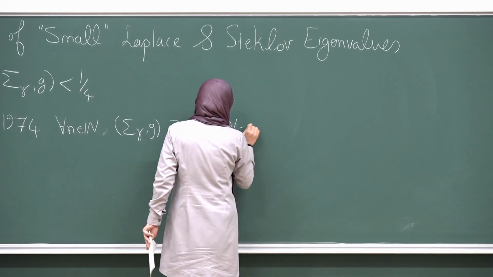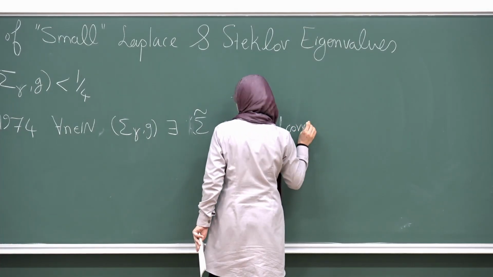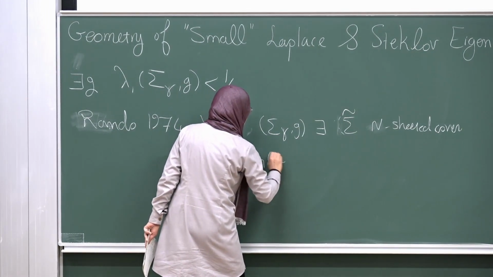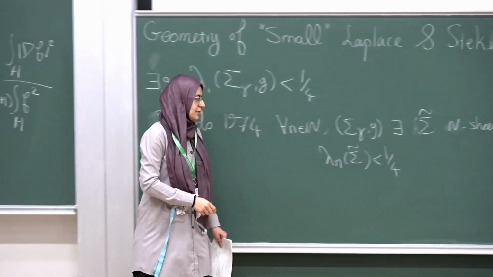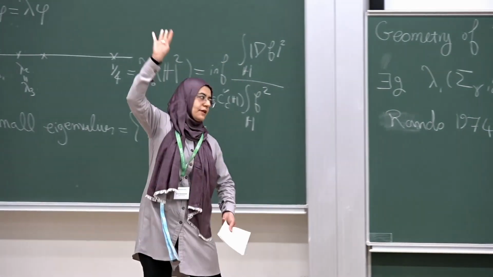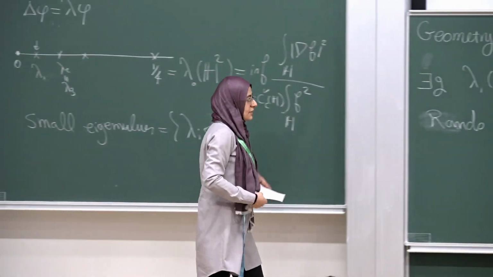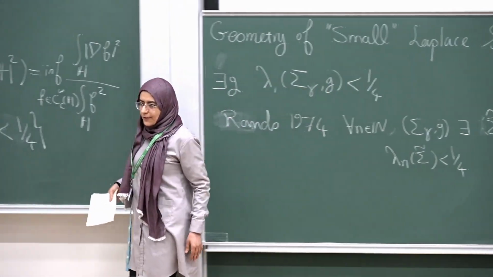So let's say an n-sheeted cover such that lambda n is less than 1/4. So if we go up in the cover, we have as many small eigenvalues as we want. The price we pay is just the genus goes up and up.